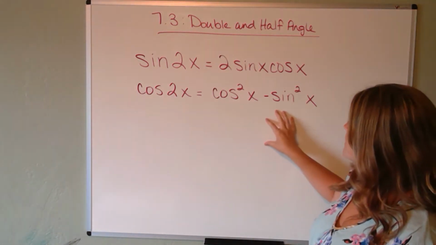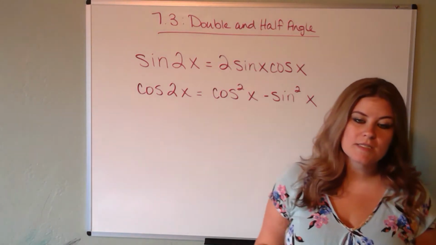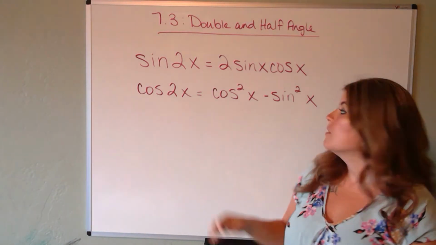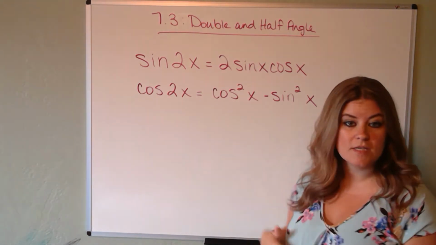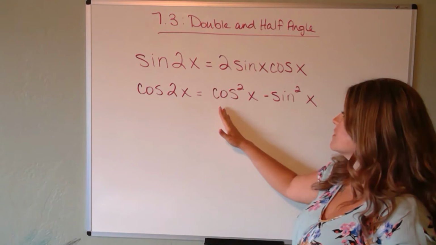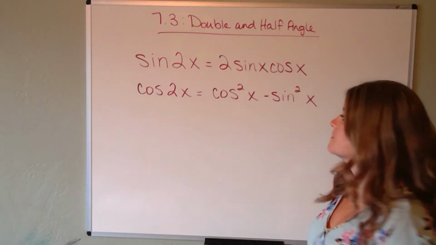Now, cosine of 2x is cosine squared minus sine squared. Don't get this confused with the Pythagorean identity. Remember, there's a plus there. Cosine squared plus sine squared does equal 1, but you guys, cosine squared minus sine squared is a different value. It's the cosine of 2x.